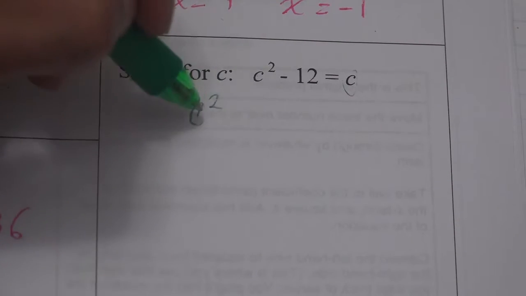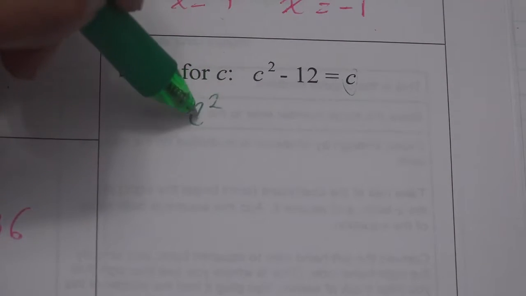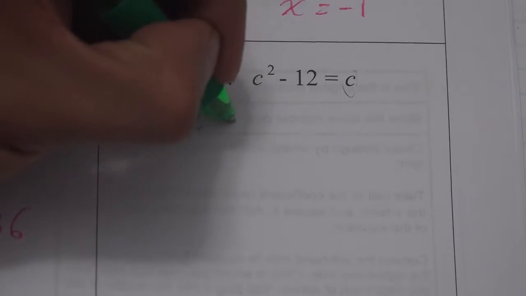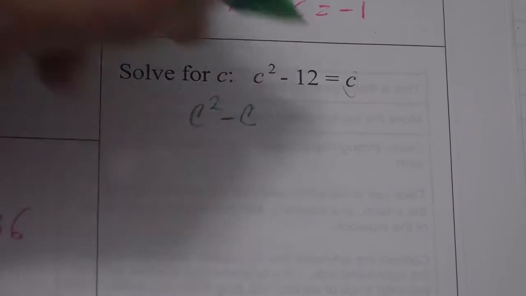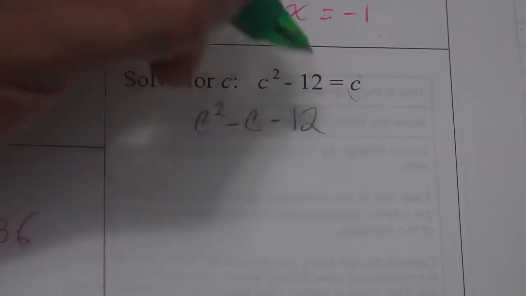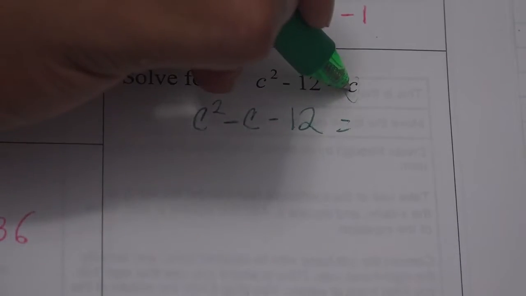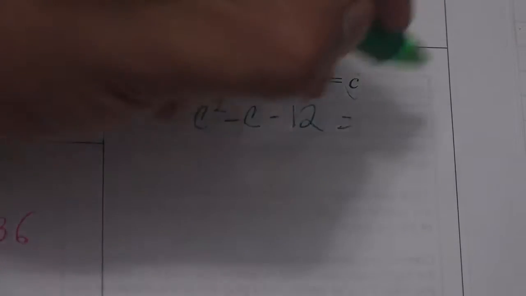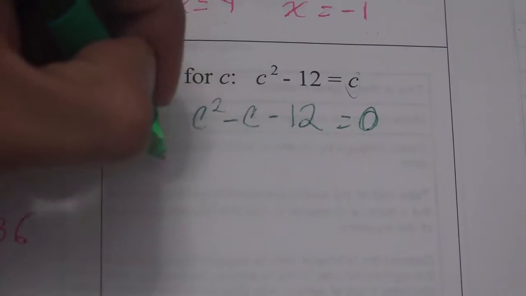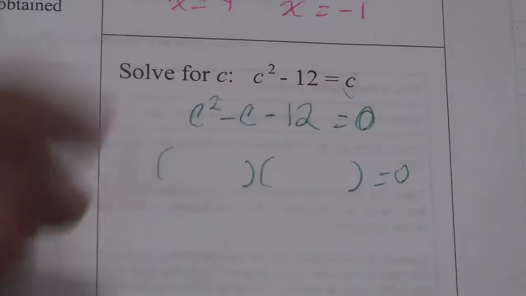Now usually you want to write your numbers by degree. So to the second power, and then to the first power, and then to the 0 power, in other words, nothing. And then that equals, well, this was moved from there. By subtracting c, we get 0. I know there is no GCF.